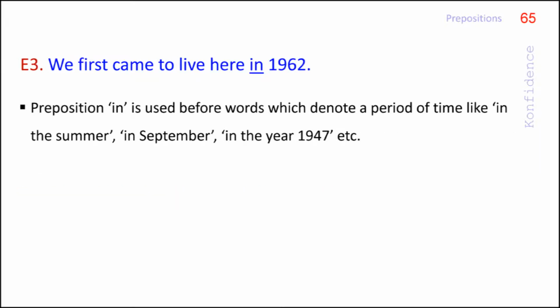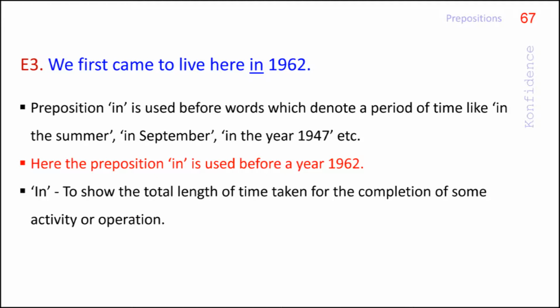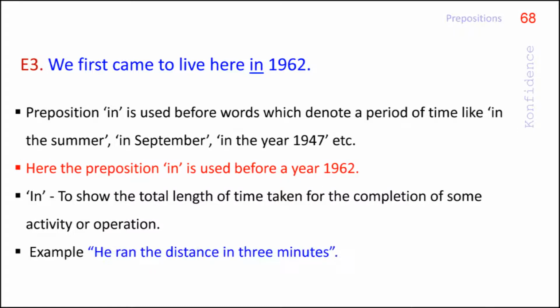Preposition in is used before words which denote a period of time like in the summer, in September, in the year of 1947, etc. Here, in the example, the preposition in is used before a year 1962. In is also used to show the total length of time taken for the completion of some activity or operation. For example, he ran the distance in 3 minutes.